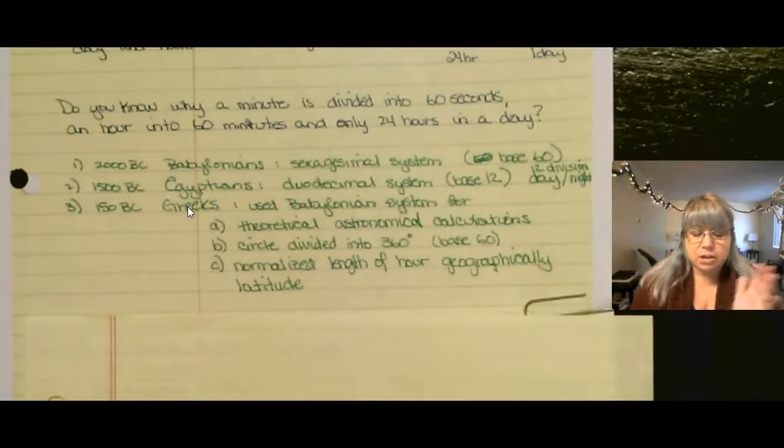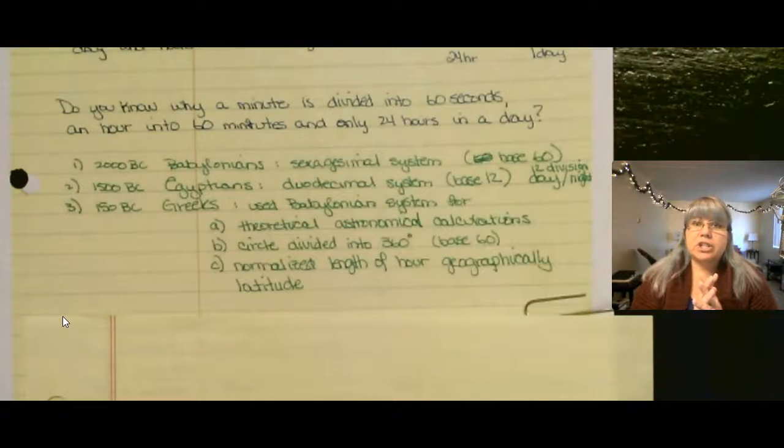But really, who made the biggest change and kind of brought it all together were the Greeks. And this happened about 150 BCE. They wanted to use theoretical astronomical calculations. They were big into astronomy. And because of that, they adopted the Babylonian system of base 60 to divide a circle up into 360.